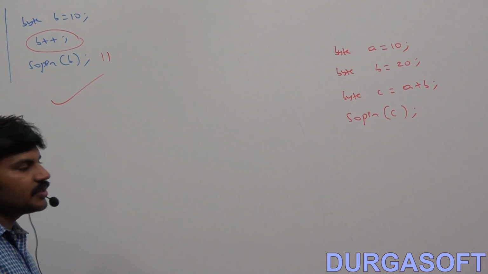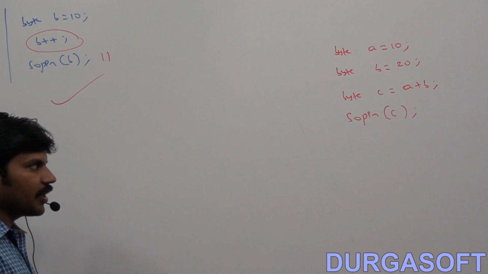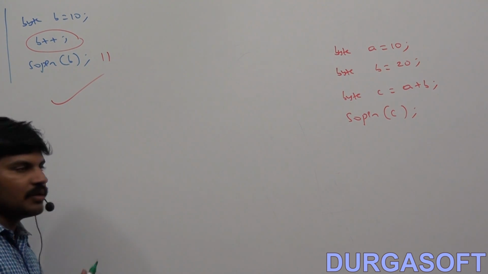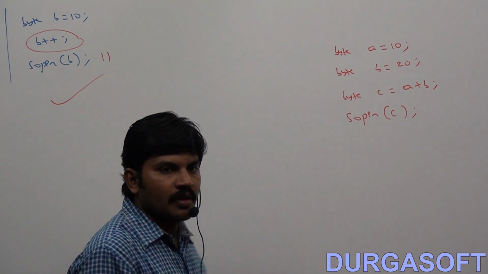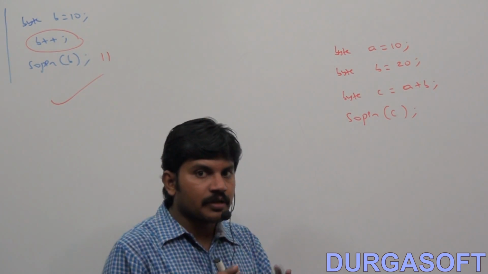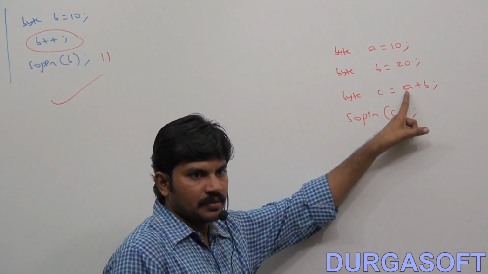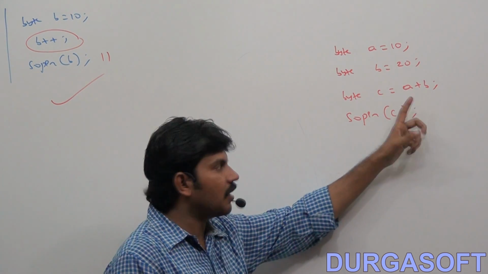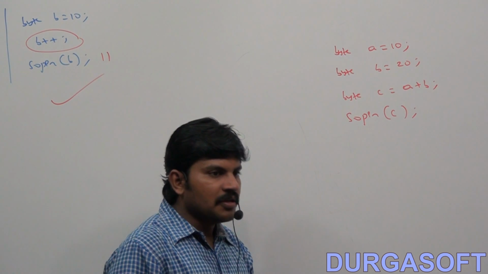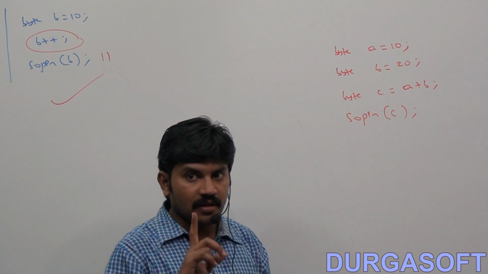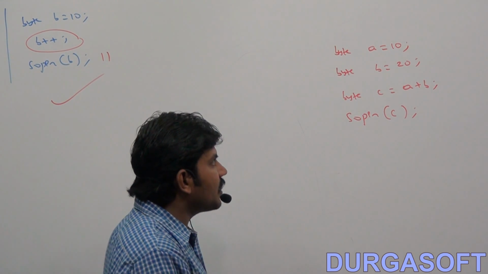Yes, byte A is equal to 10, byte B is equal to 20, byte C is equal to A plus B and SOP of C. What answer are we going to get by default? Seems to be very innocent code. Byte C is equal to A plus B. Sir, 10 plus 20 is nothing but 30, SOP of C is 30 only. But the compiler will give an error. Observe that. What is the reason for that?